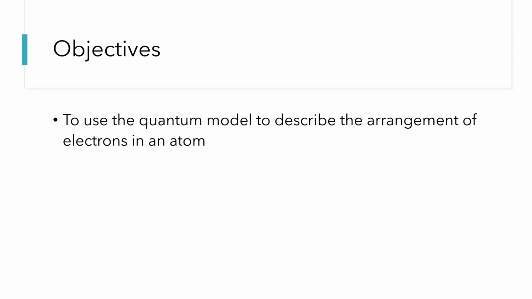So our objective for this video was to use the quantum model to describe the arrangement of electrons in an atom, to start writing their electron configuration. The good news is that in the next couple of videos, we're going to look at simpler ways to write electron configurations. You don't have to have one of those orbital energy diagrams. In fact, you can just look at the periodic table to figure out how to write some element's electron configuration.